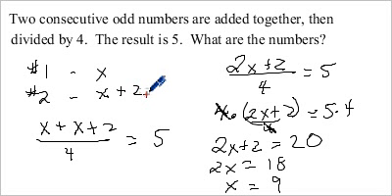My value for the other number, if this one is 9, you can probably see that this one is going to be 11. So let's see if we plug that back into our original question. So they're added together. 9 plus 11 is 20. They're divided by 4. 20 divided by 4 is 5, and the result is 5. So the numbers are 9 and 11.